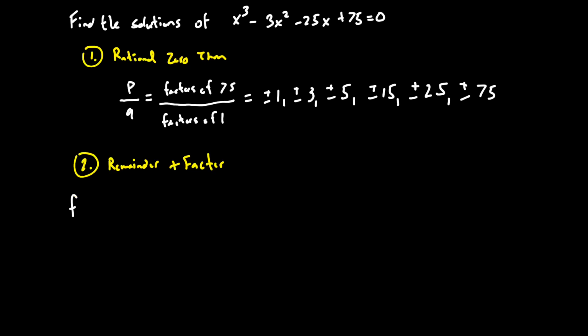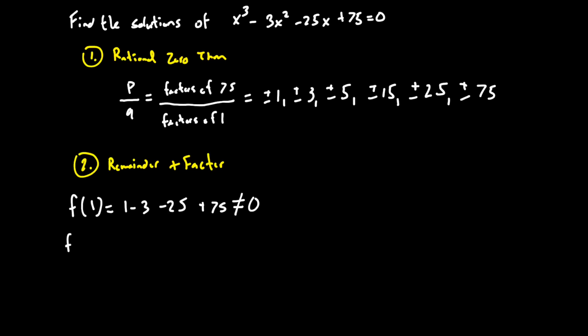So let's just go ahead and start. F evaluated at 1 is going to be equal to 1 minus 3 minus 25 plus 75. This is clearly not equal to 0, so 1 is not a 0. We can go ahead and try f of negative 1, but let's just stick to positives first, and then we'll go to the negative numbers.